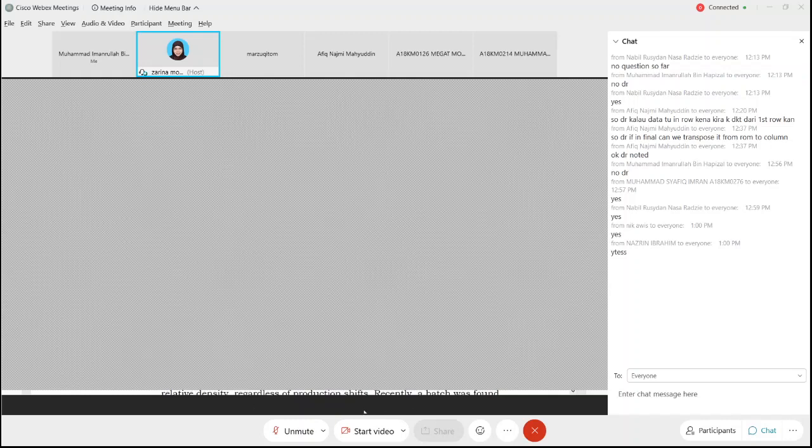Then I also expect you to share the graphical summary. Maybe you can plot a box plot or histogram or whatever based on your data, and see whether there is any difference between the shifts and so on.